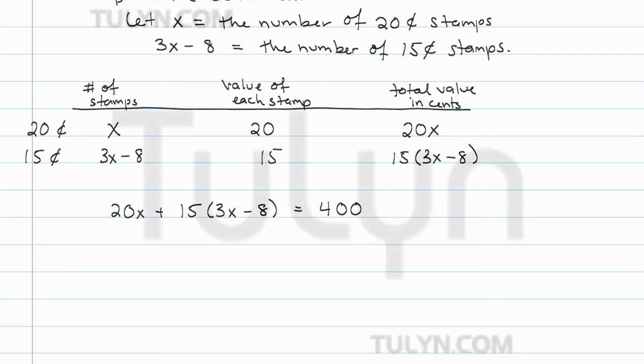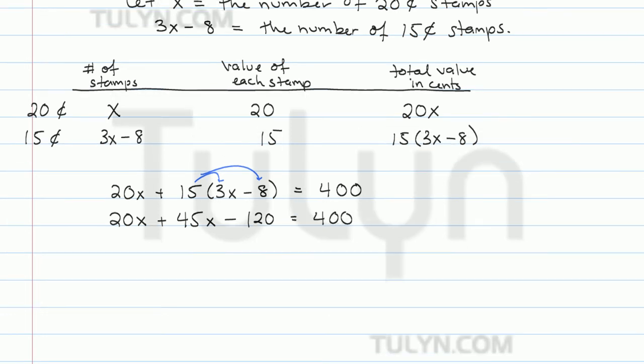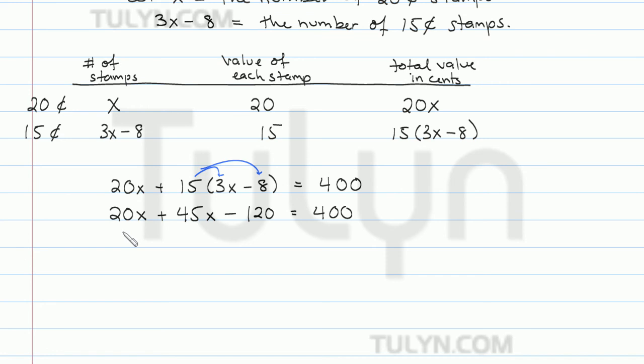This is a linear equation that we've seen before. First, I want to distribute that 15 over that difference. So I get 20x plus 15 times 3x, which is 45x, minus 120, and that's equal to 400. Then combining like terms, 20x plus 45x gives us 65x minus 120 is equal to 400.